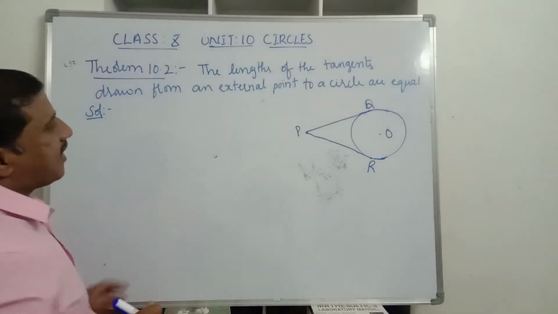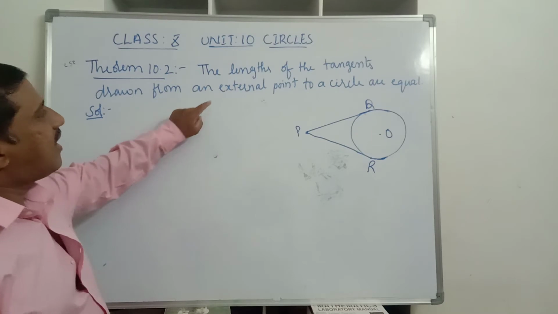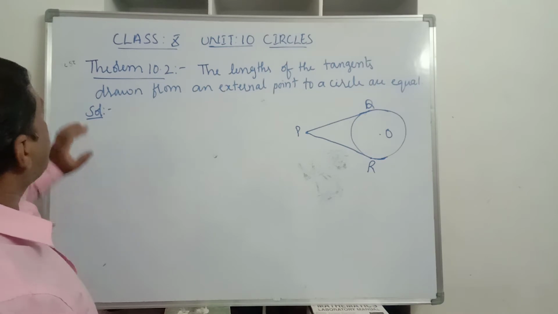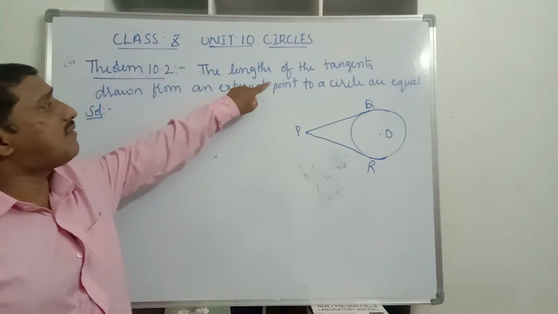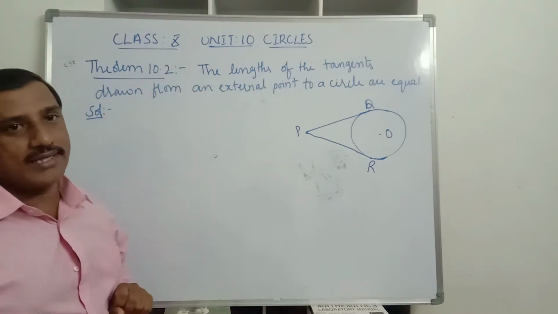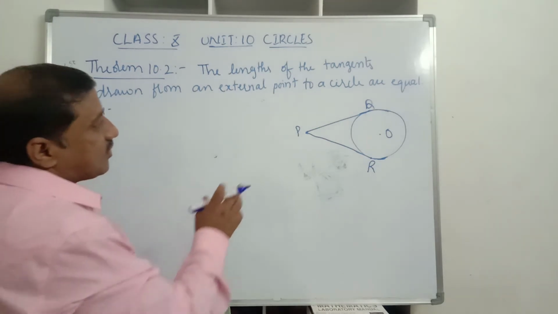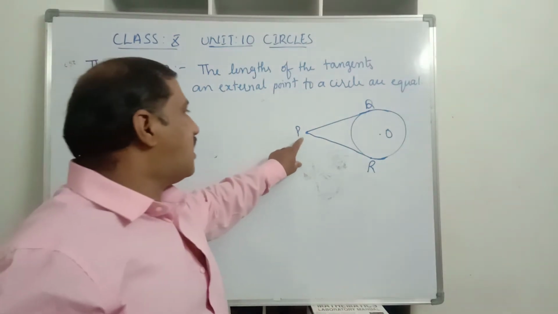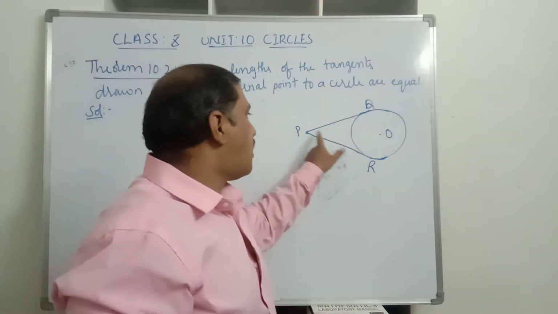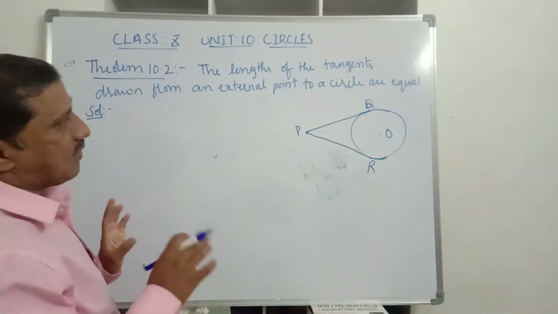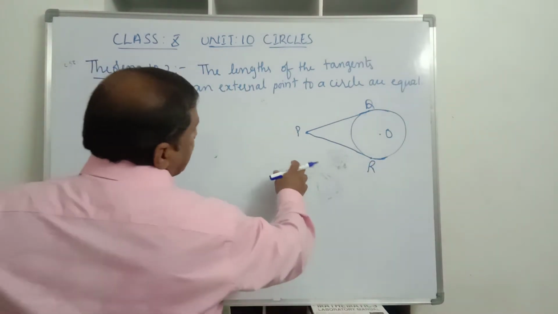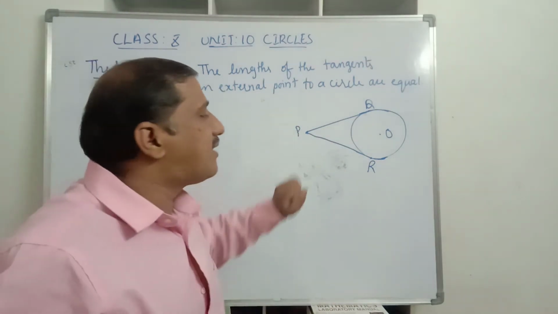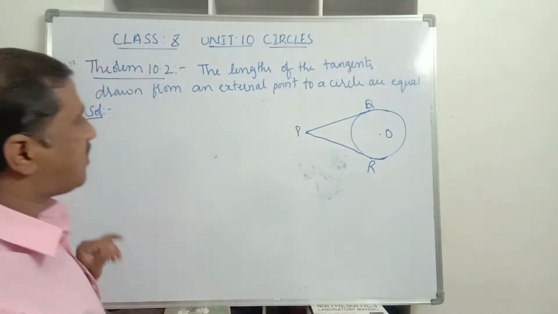Now we are discussing the relationship between the lengths of 2 tangents drawn from an external point. So what is theorem 10.2? The lengths of the tangents drawn from an external point to a circle are equal. Here, let there be a circle with center O and P an external point. From point P, 2 tangents, PQ and PR, are drawn to the same circle with center O. Then we need to prove that the length of PQ equals the length of PR, that is, the 2 lengths of the tangents drawn from an external point are equal.